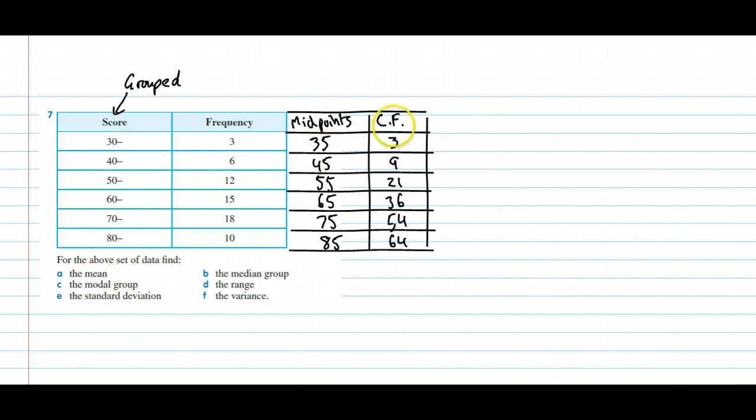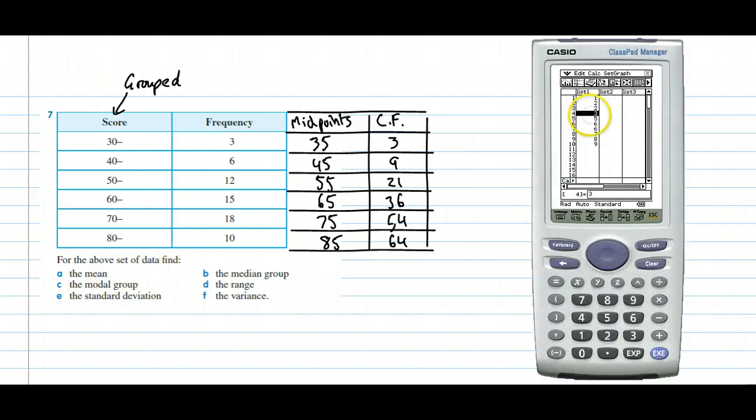The other column we've added is a cumulative frequency column, which shows us how the scores accumulate as they go from group to group. Okay, for the above data set, find the mean. For the mean, we can use a calculator. Into our calculator, we're going to put the midpoints, because we have to put actual scores in: 35, 45, 55, 65, 75, and 85. We better get rid of these other scores. Then in list 2, we're going to put the frequencies of each of those groups, how many times each of those scores occurred.